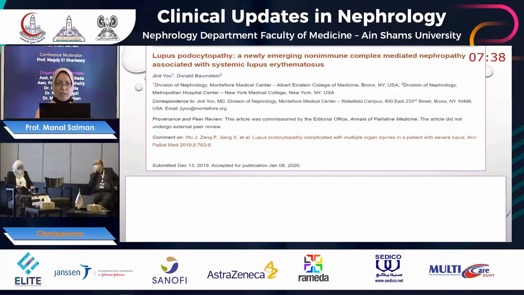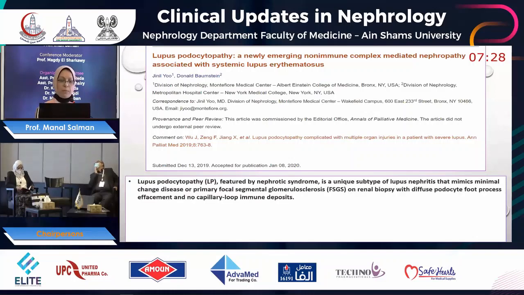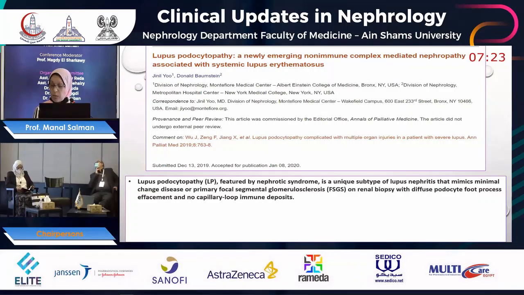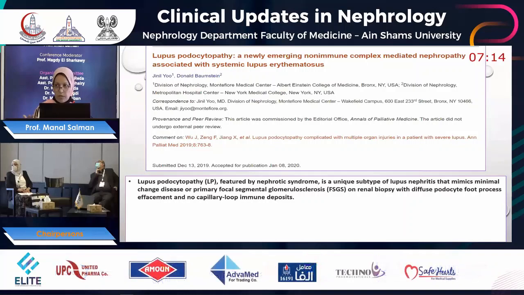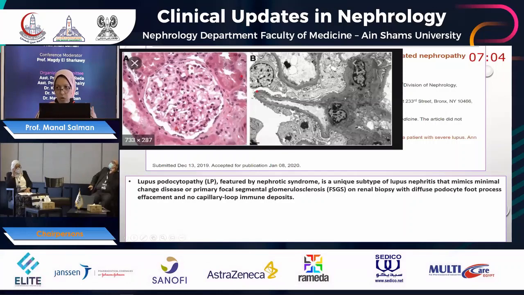حاجه ثانيه جديده في اللوبس هو what is called lupus podocytopathy. اللوبس بودوسايتوباثي ده نيولي ايمرجنج نون اميون كومبلكس ميديتد نفروباثي، ولقوه في حالات اللوبس نفرايتس كلينيكالي بيبقى البرزنتيشن بتاعه نفروتيك سندروم، لكن لقوا ان ما فيش اي ديبوزيتس موجوده لا سب ايبيثيليال ولا سب اندوثيليال. كل اللي شايفينه في الالكترون مايكروسكوب هو الديفيوز فيوجن، وبيجي دايما in the background of class 2 اللي هو just mesangial proliferation بسيط class 1 او mesangial proliferation.